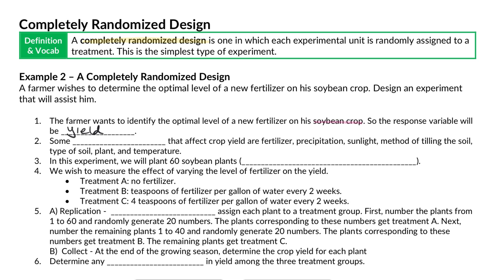The second step is to determine the factors that affect the response variable. So some factors that affect the crop yield are fertilizer, which is what we're going to use as the treatments, precipitation, sunlight, method of tilling the soil, type of soil, plant type, and temperature. These are all things that we would need to take into consideration and control as much as possible so that we actually see the change due to the fertilizers, not due to accidentally something else, a lurking variable. In this experiment, we will plant 60 soybean plants, which means that those become our experimental units.